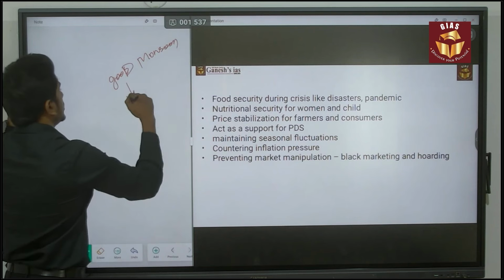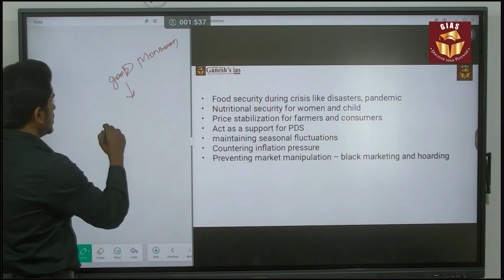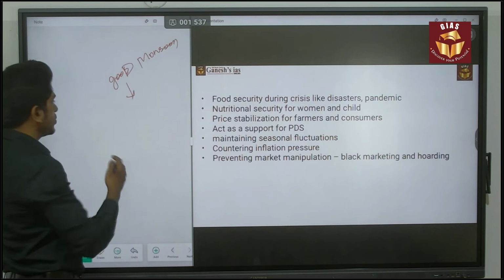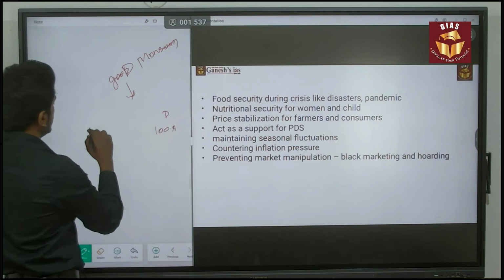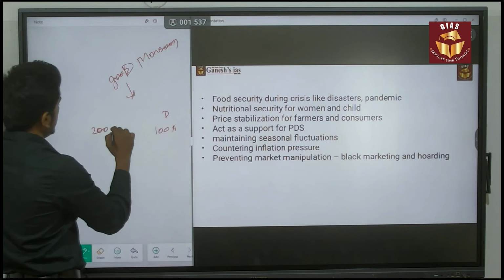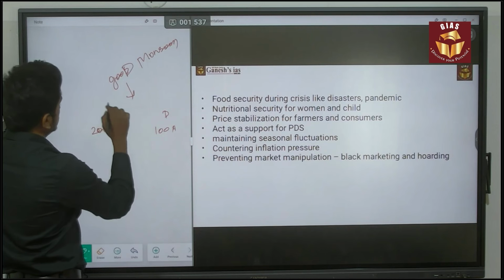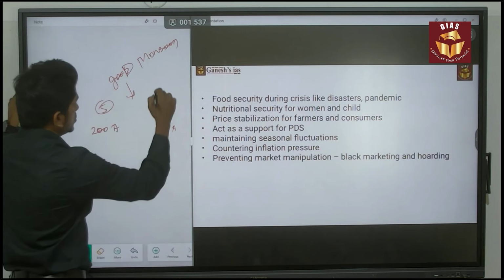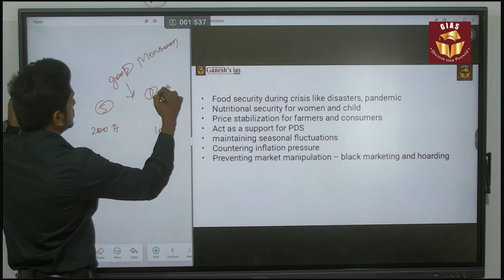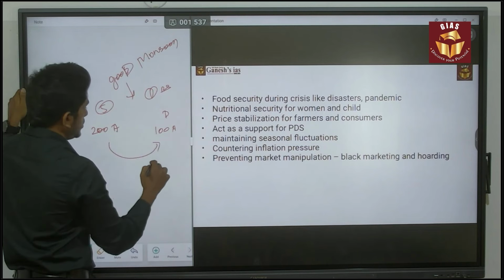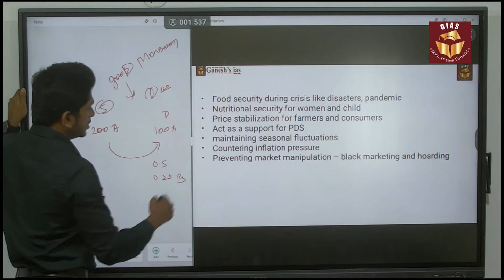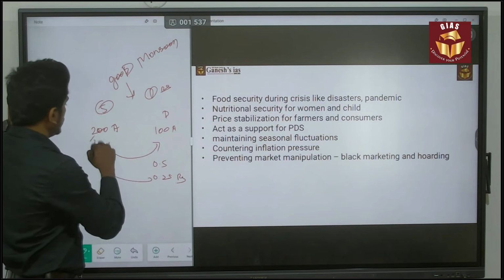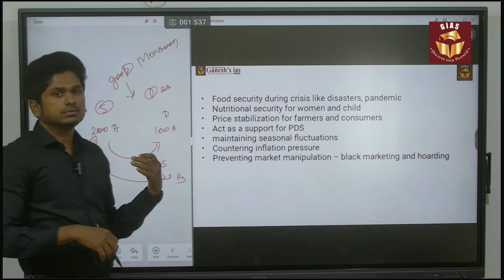In that scenario, there will be an increase in production. There is a demand for 100 apples, but the production becomes 200 apples, the supply. So if the price is 1 rupee, obviously the price will be reduced to 0.5 or 0.25 rupees. In that scenario, the farmer will be affected.